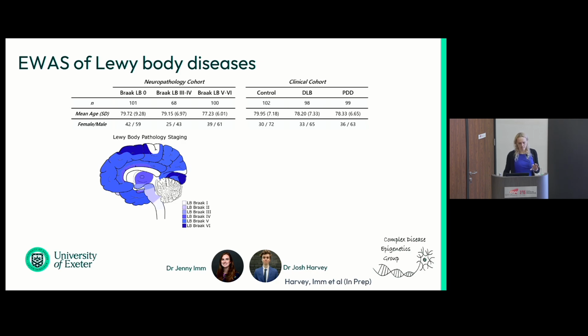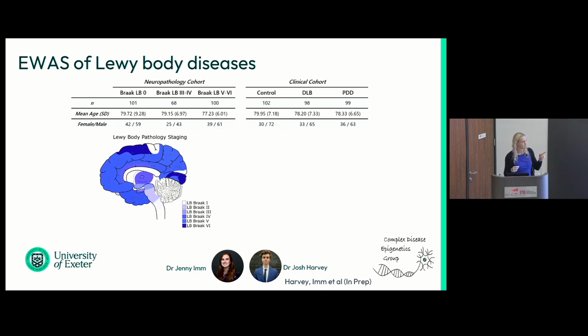Following on from this, we've recently been doing an EWAS of Lewy body diseases. So for this, we've been doing 2 different EWASs. One's been looking at neuropathology. So what we've been looking at is around 270 samples, looking at 2 different brain regions. So the cingulate gyrus, which is affected relatively early in disease, and the prefrontal cortex, which is affected relatively late in disease, and looking for an association of DNA methylation with Lewy body Braak stage, very similar to what we've been doing in Alzheimer's disease.